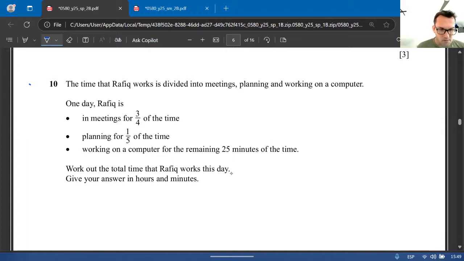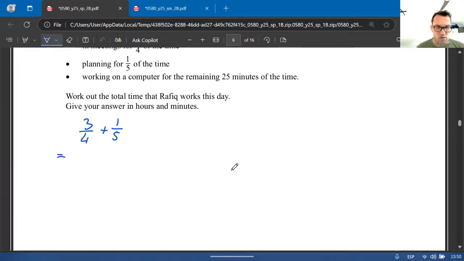So let's do that. If he spends 3/4 of the time in meetings, boring, and planning for 1/5, that's important, we need to add these two fractions together. Now remember, if we want to add fractions together, we need to get the denominators the same. The lowest common multiple of 4 and 5, of course, is 4, 8, 12, 16, 20, 5, 10, 15, 20. It's 20, right?